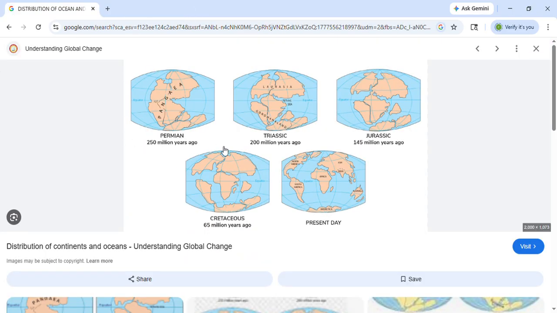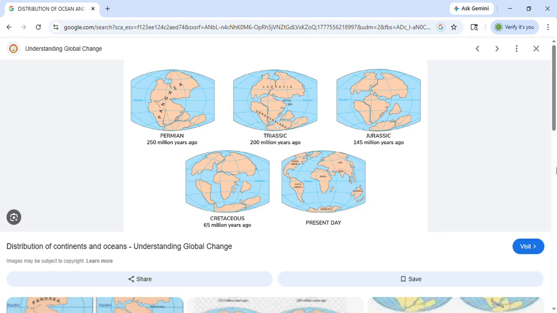Alfred Wegener proposed that all continents once formed one single continental mass called Pangea, surrounded by a mega ocean called Panthalassa. About 200 million years ago, Pangea began to split. Example: like a jigsaw puzzle that was once whole but later separated into individual pieces.